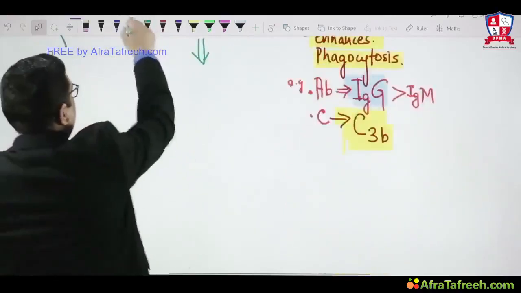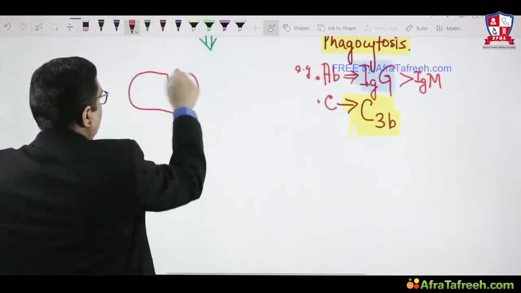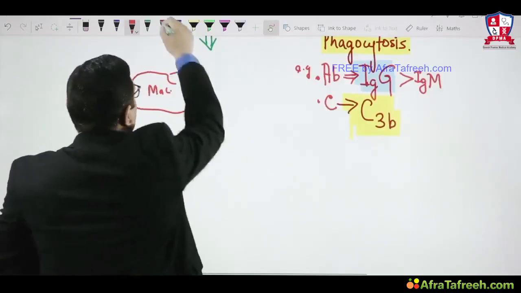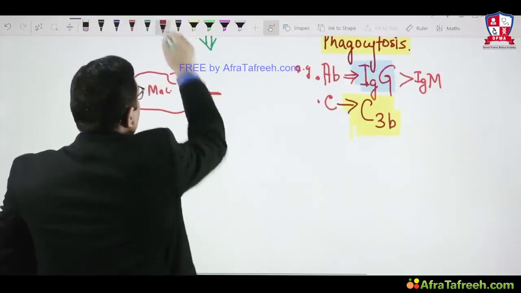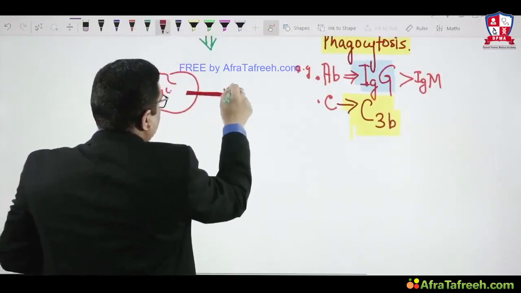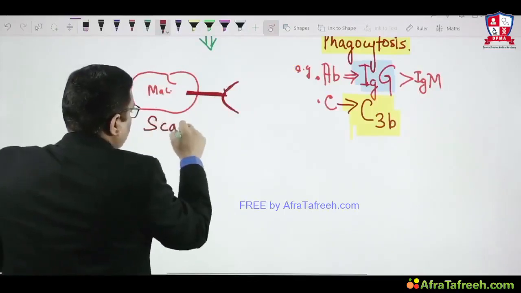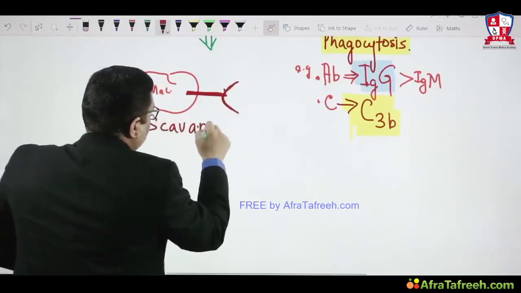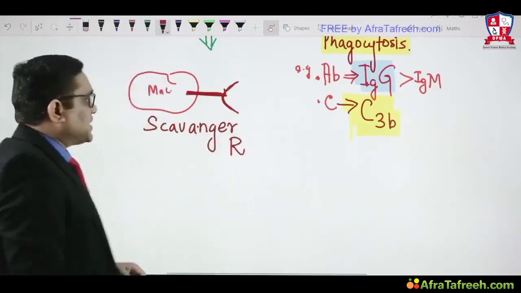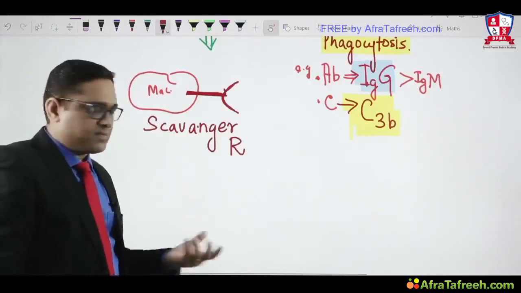So after opsonization, I'm going to show that this is the macrophage, right? Macrophages will have scavenger receptors on their surface. What I'm showing you here is the scavenger receptor. The scavenger receptor is present on phagocytic cells. It can be macrophage, eosinophil, or neutrophil, right?